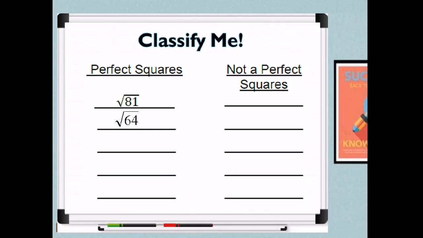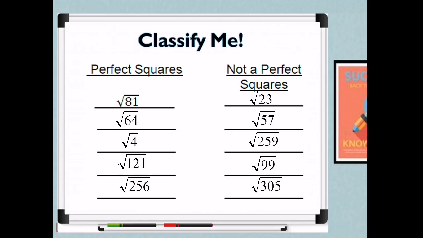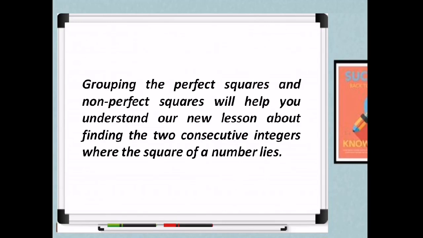So, perfect square numbers are square root of 64, square root of 4, square root of 121, square root of 256, and you have the not perfect squares. You have square root of 23, square root of 57, square root of 290, square root of 99, and square root of 305. So I hope that you got it all correctly.